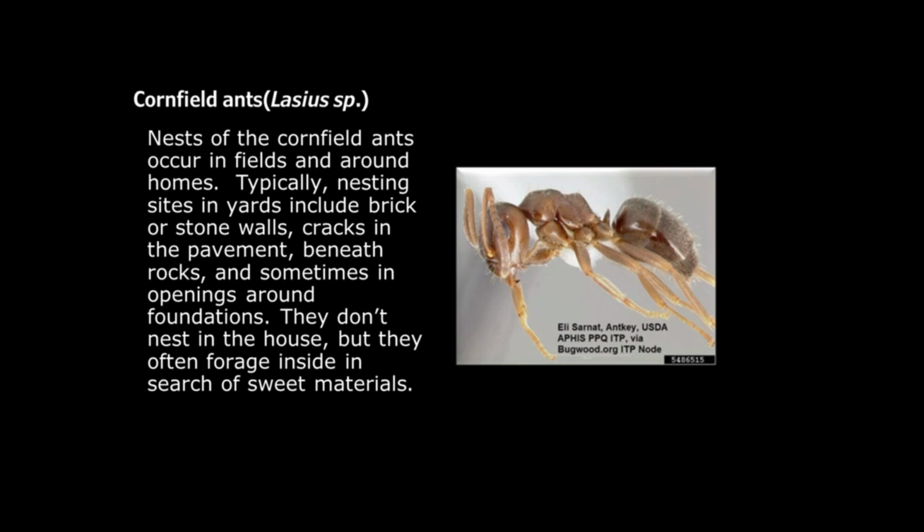Cornfield ants, Lasius sp. Nests of the cornfield ants occur in fields and around homes. Typically, nesting sites in yards include brick or stone walls, cracks in the pavement, beneath rocks, and sometimes in openings around foundations. They don't nest in the house, but they often forage inside in search of sweet materials.